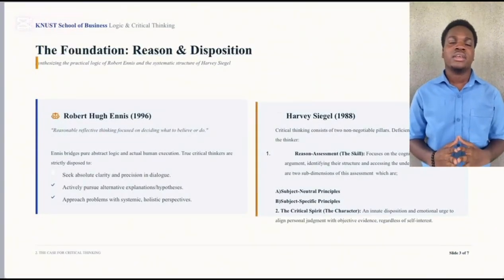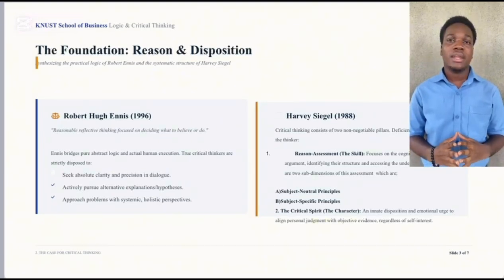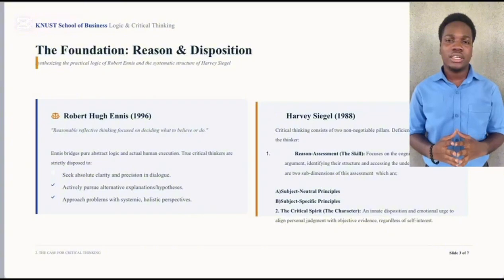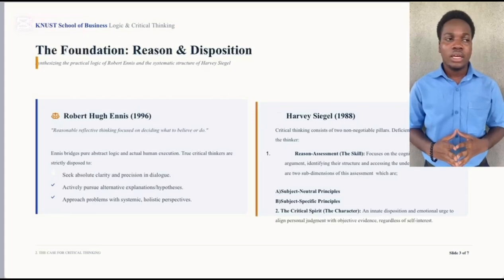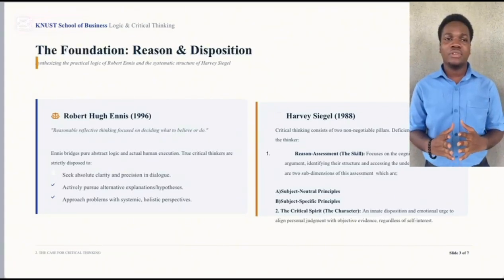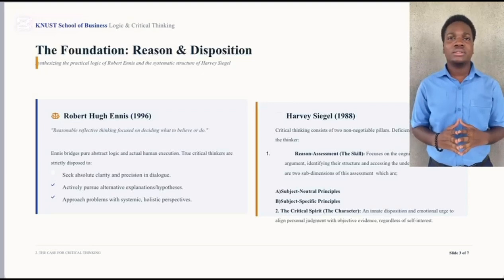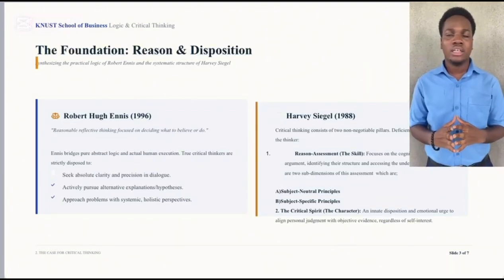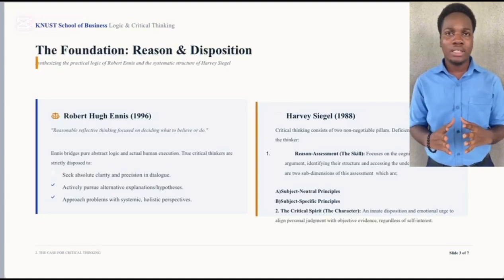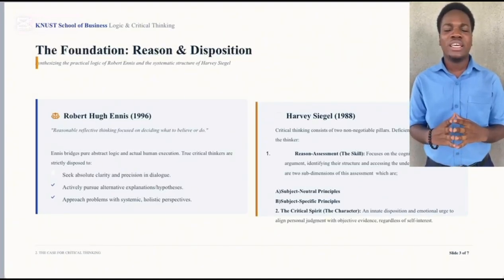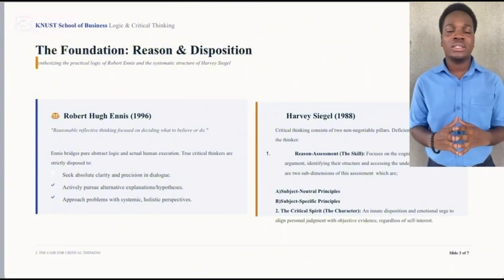Our reference point is the article written by Robert Hugh Ennis in 1996. The way he describes critical thinking is reasonable, reflective thinking focused on deciding what to believe and what to do. This simply tries to tell us that his definition is trying to bridge the gap between what humans believe and what is actually the situation on the ground. His definition bridges pure abstract logic and actual human execution. This means that his definition is trying to merge how humans think on a regular basis and what humans actually do, so that in every situation, humans are able to reason better.